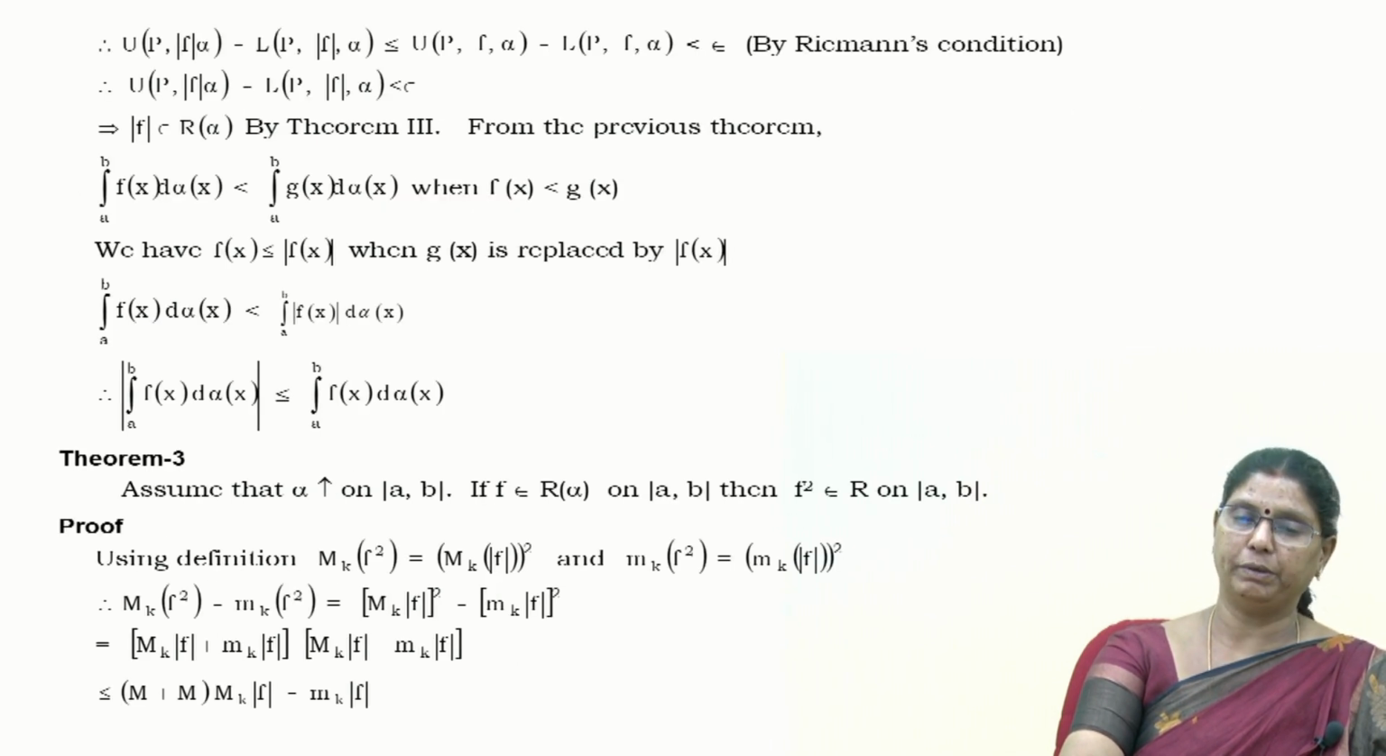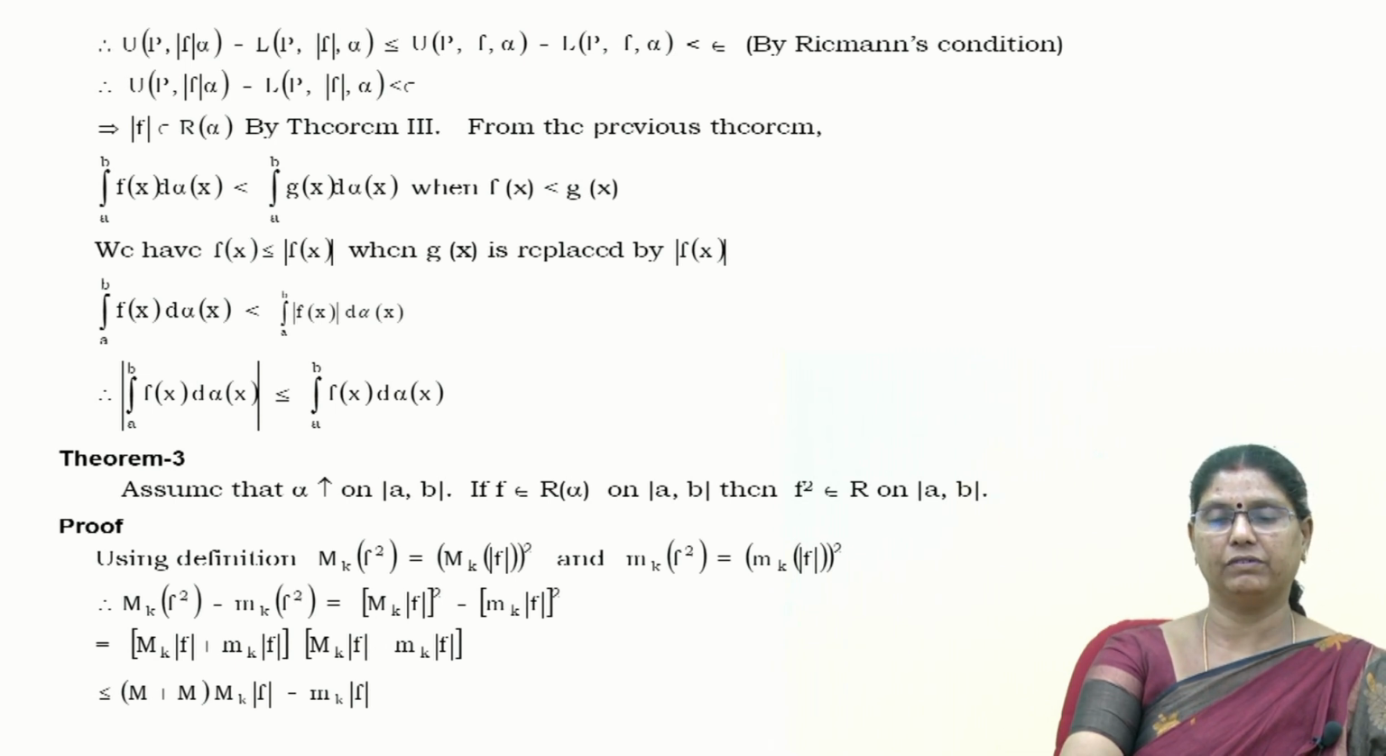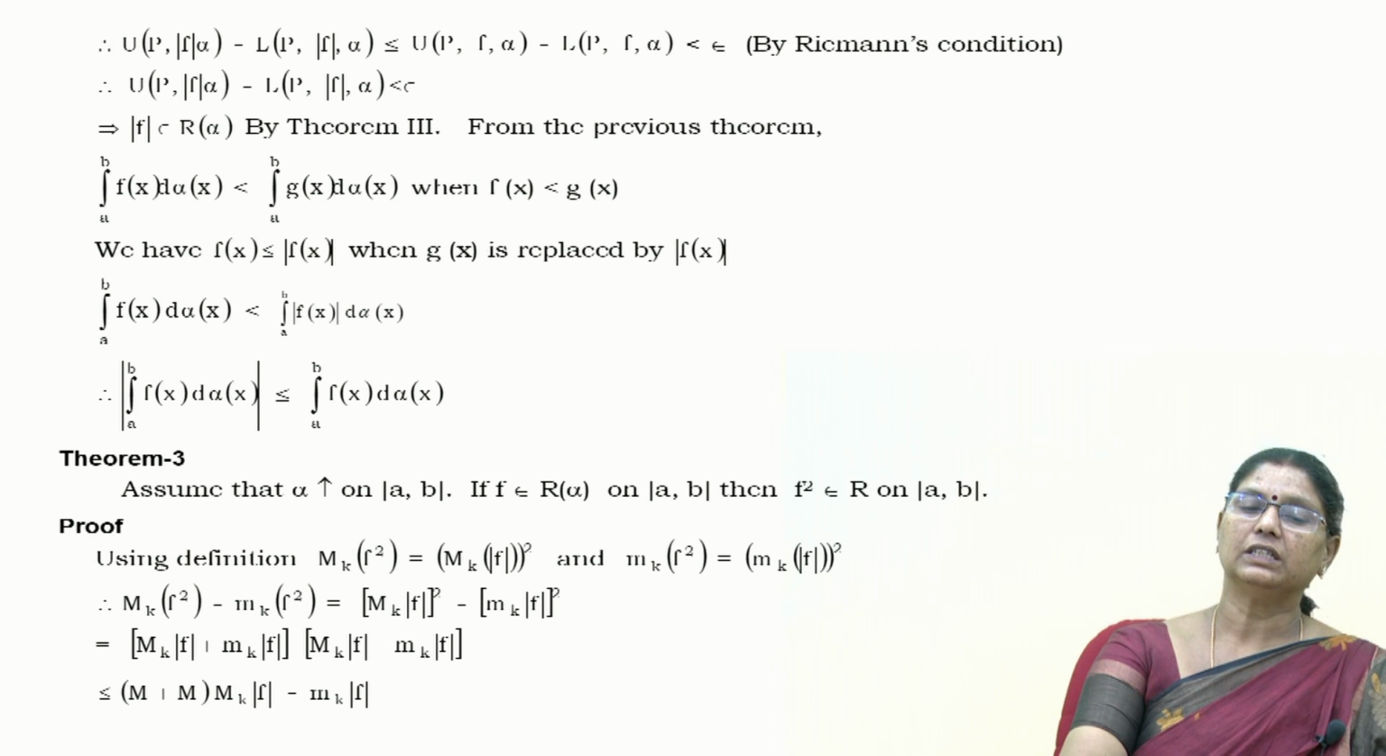That means U(P, modulus of f, alpha) minus L(P, modulus of f, alpha) is less than or equal to U(P, f, alpha) minus L(P, f, alpha), that is less than epsilon, by using the Riemann condition. So, this shows that modulus of f also belongs to R of alpha.